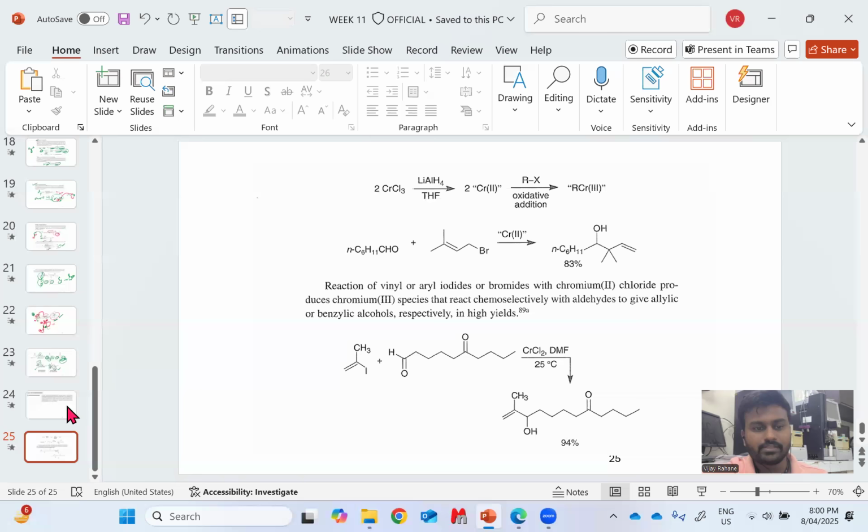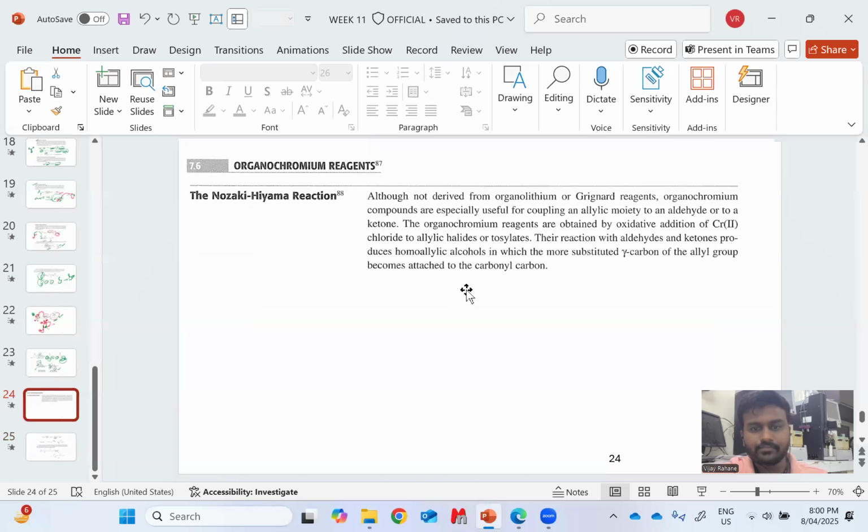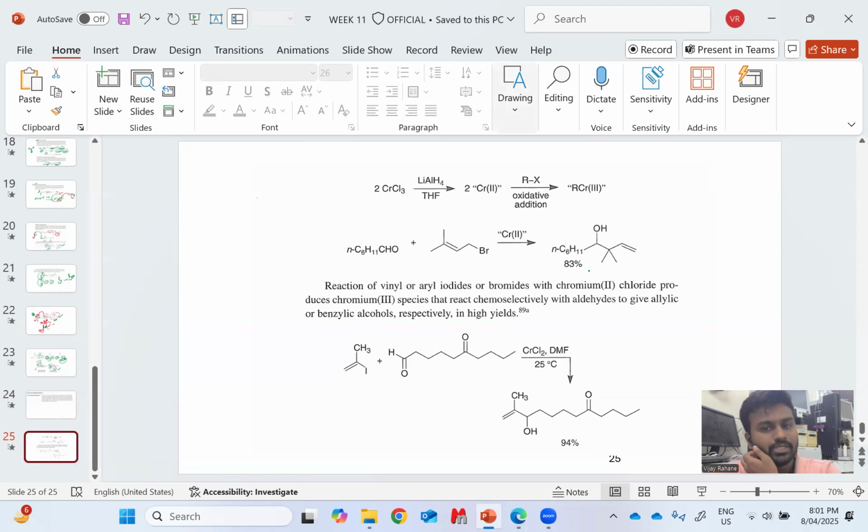So we know the Nozaki-Hiyama name reaction. That involves the organochromate reagent, and I will show some examples of this reaction. Here it is. Here the organochromate reagent is not generally like the regular ones that we saw in earlier examples. So you can see here how they are getting prepared.